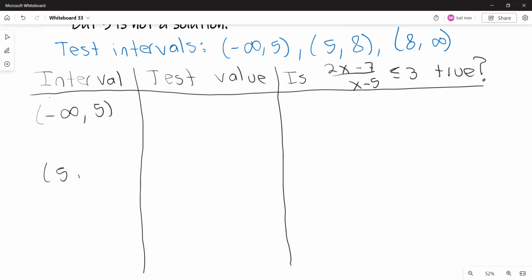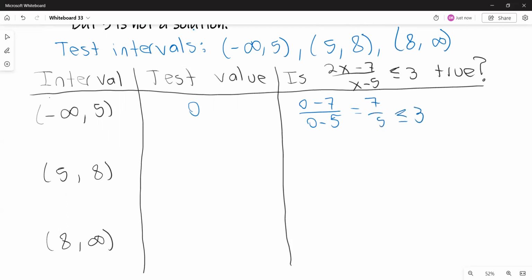Okay, so we're writing down the intervals and picking a test value inside each interval. So negative infinity to 5, we're going to pick 0. That's easier to evaluate. 0 minus 7 over 0 minus 5 is negative 7 over negative 5, or 7 over 5. But 7 over 5 is 1.4, so this is true.